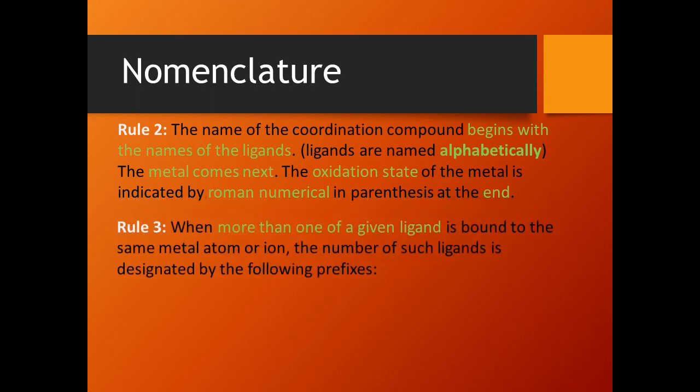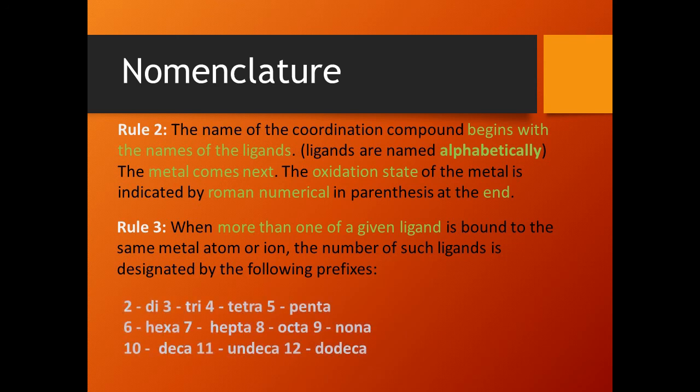Rule 3 says when more than one of a given ligand is bound to the same metal atom, the number of such ligands is designated by the following prefixes. Suppose you have 2 or 3 chlorine atoms, then you have to use these prefixes. If you have 2 chlorine atoms or 2 same type of ligands, you have to use di. If you have 3 same type of ligand, you have to use tri.